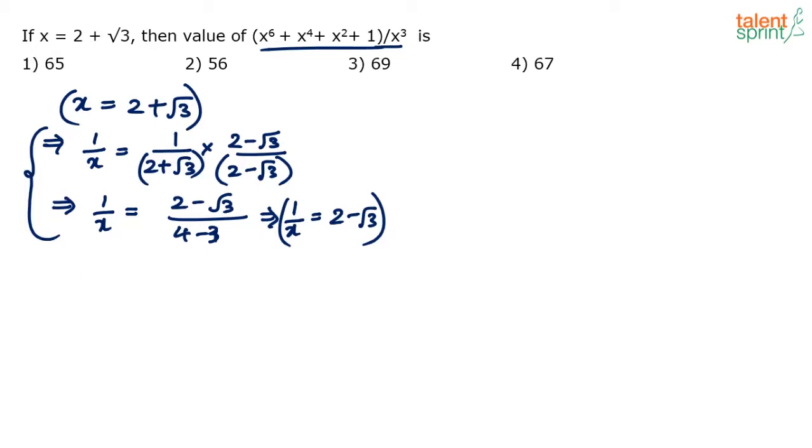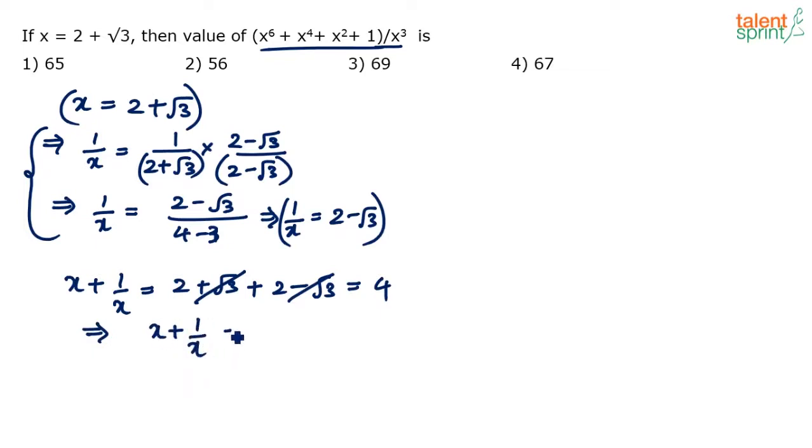I think let's do x plus 1 by x. What is x plus 1 by x? It will be 2 plus root 3 plus 2 minus root 3. So plus root 3 and minus root 3 get cancelled. We are left with 4. So basically x plus 1 by x equals 4. Right, x plus 1 by x equals 4. Now I think we have got the value of x, the value of 1 by x, and x plus 1 by x equals 4.